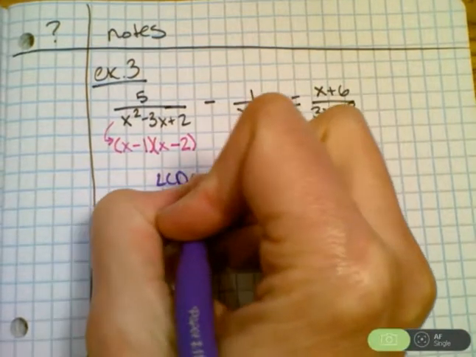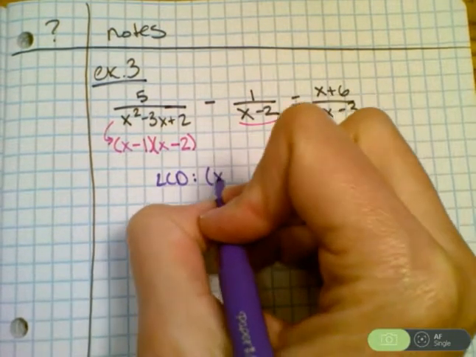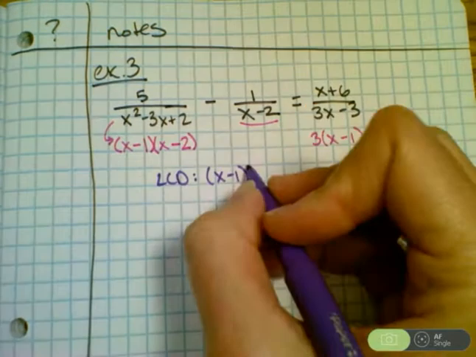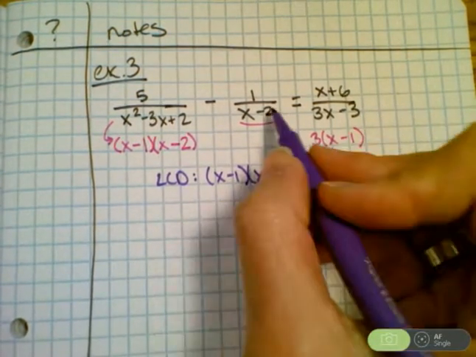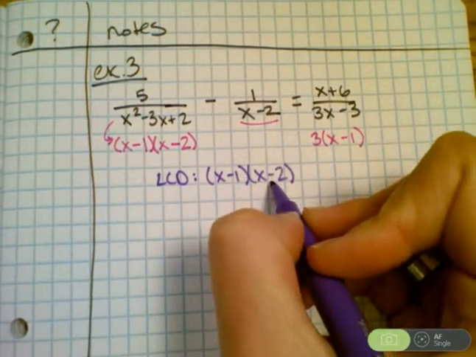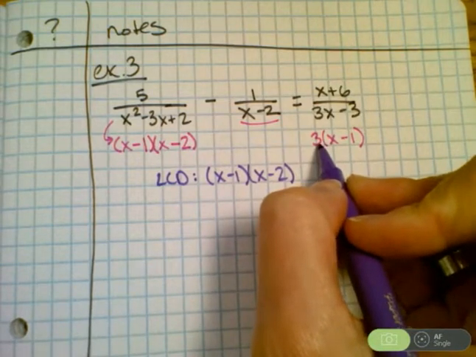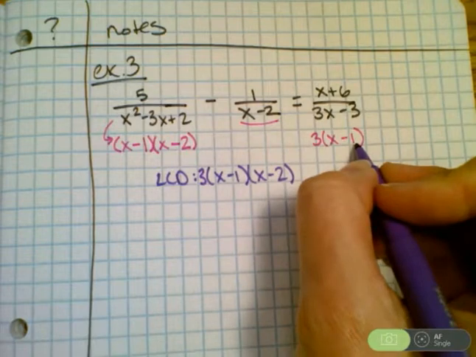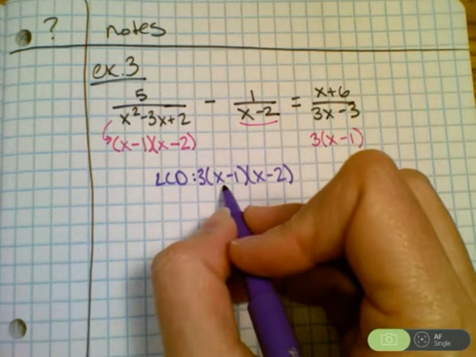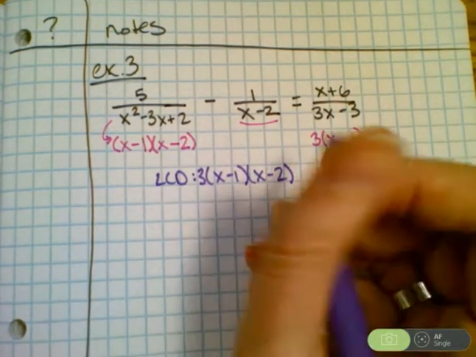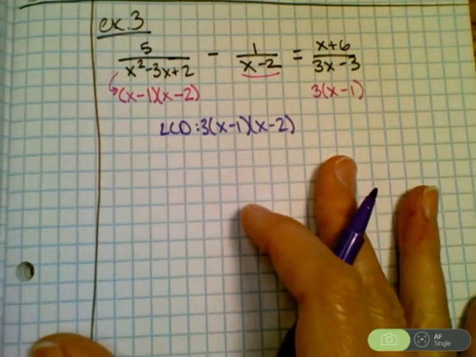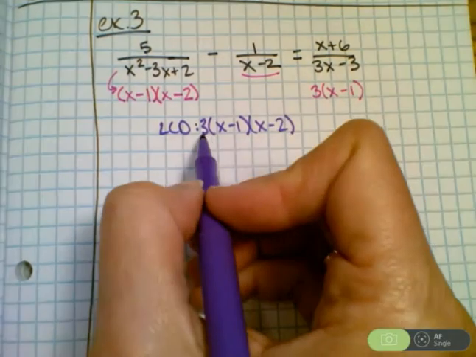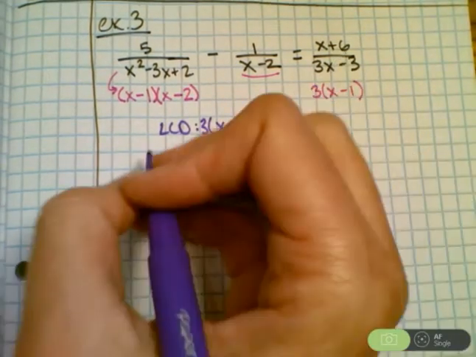So when I go to write my least common denominator, I write x minus 1, I write x minus 2. I don't write x minus 2 again because I already have it. I have 3, I'm going to put that in front just because I think it looks neater if you put your numbers in front, and x minus 1, which I already have. So that's my least common denominator. Don't need to do anything more with that, except take it and multiply it by all three parts of my problem.